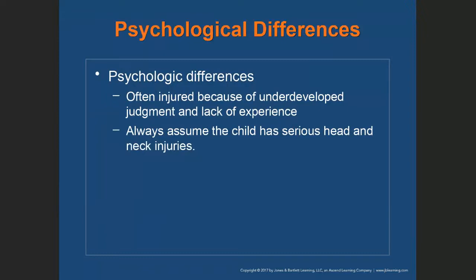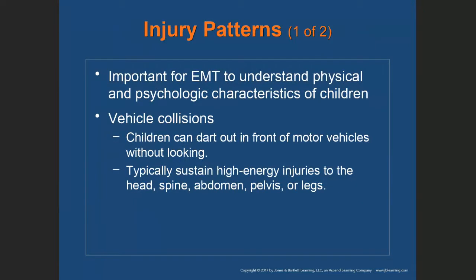Physiologic differences: children are often injured because of underdeveloped judgment and lack of experience. Always assume the child has serious head and neck injuries. Injury patterns: it is important for the EMT to understand the physical and psychologic characteristics of children. Vehicle collisions: children can dart out in front of motor vehicles without looking. They typically sustain high energy injuries to the head, spine, abdomen, pelvis, or legs.